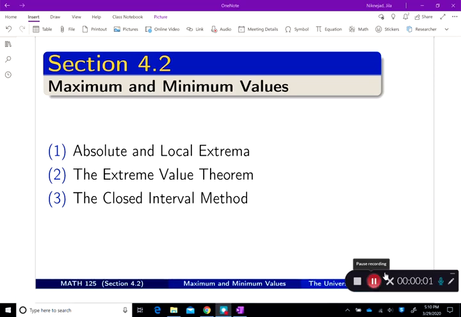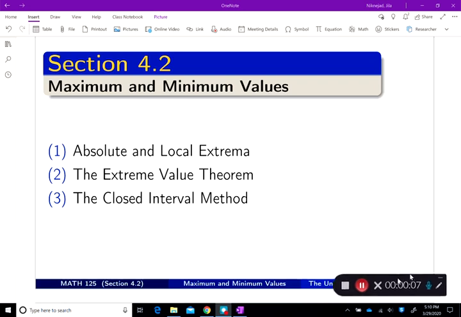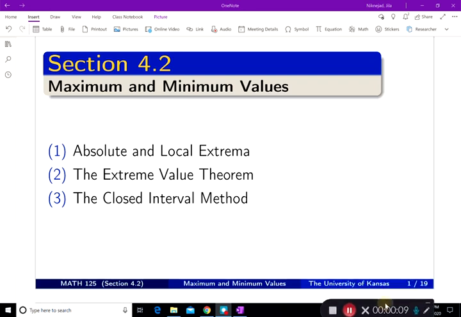We're starting section 4.2, maximum and minimum values of a function. We're going to discuss absolute and local extrema, and you want to know the difference between these two terminology. Then we want to discuss the extreme value theorem and the closed interval method. The closed interval method is how we use the extreme value theorem.